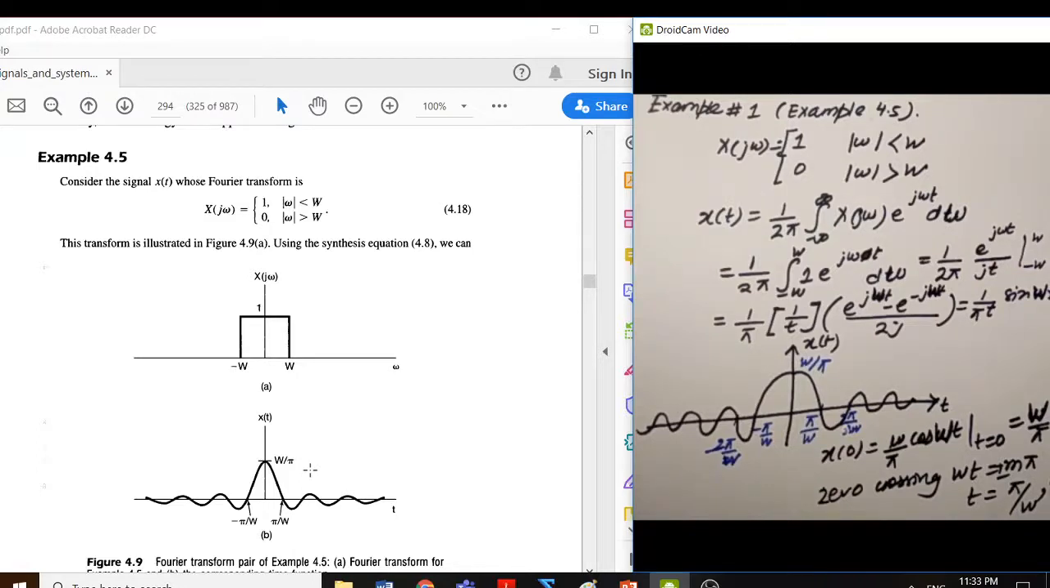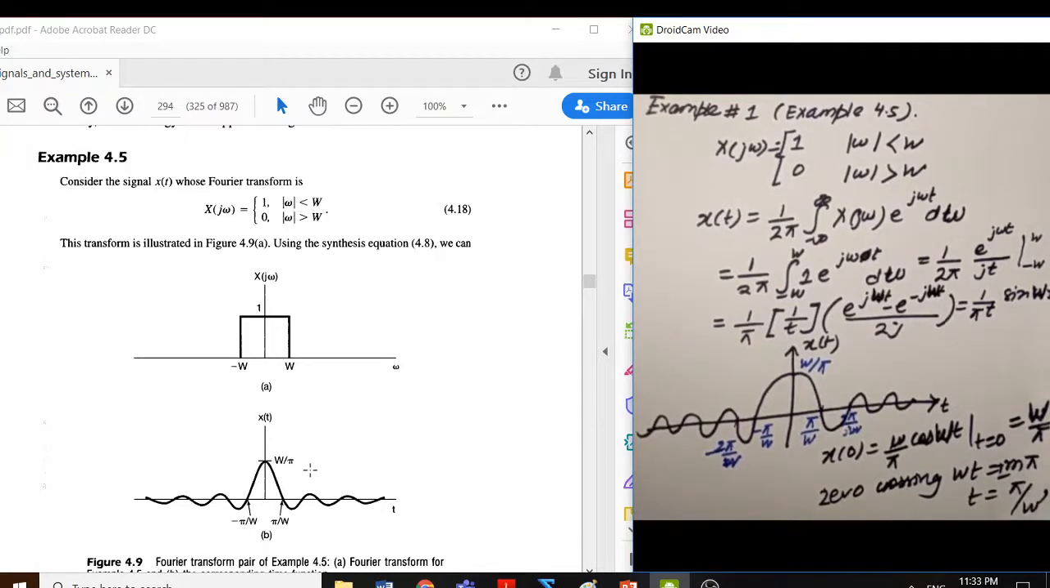It does not mean that a function cannot be unlimited in both domains. This is mostly the case. A function is unlimited in time and unlimited in frequency. But if it is limited in one domain, then it must be unlimited in the other domain. So we have seen from this example how to determine the inverse Fourier transform, and we have also observed some relationship between time and frequency.